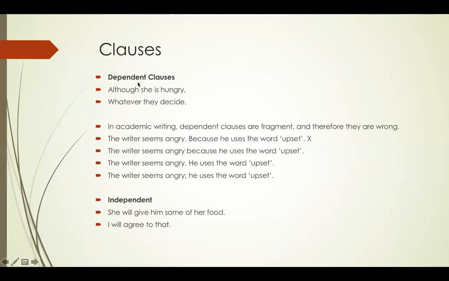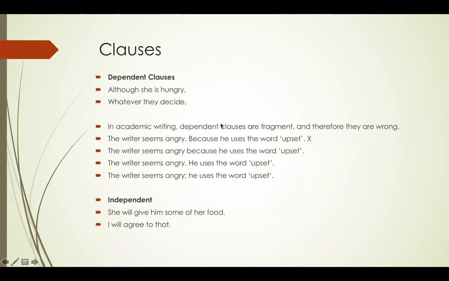Clauses again, dependent clauses, still more examples here. Although she's hungry, by the way, even if some of these dependent or subordinate clauses could have a meaning in Arabic, in your language, in your mother tongue, still in English they are wrong. And we'll see later on, sometimes if you say, but she is hungry, it's correct, even if but and although have the same meaning. Something very interesting we'll talk about in detail. So although she is hungry is still dependent and doesn't give a full thought.